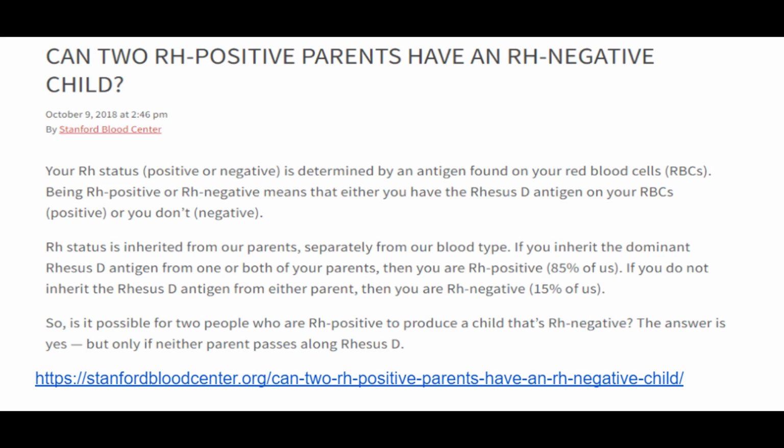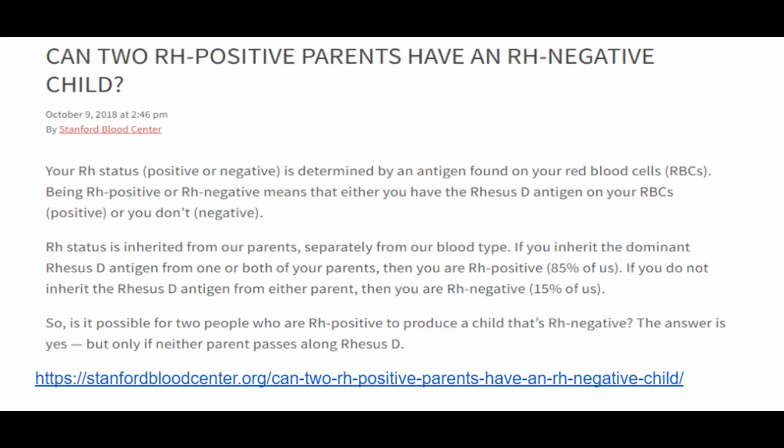So the Rh status is inherited from our parents separately from our blood type. If you inherit the dominant Rhesus D antigen, and we're going to talk about that word dominant here shortly, from one or both of your parents, then you are Rh positive, and this says 85% of us. If you do not inherit the Rhesus D antigen from either parent, then you are Rh negative, and it says 15% of us.